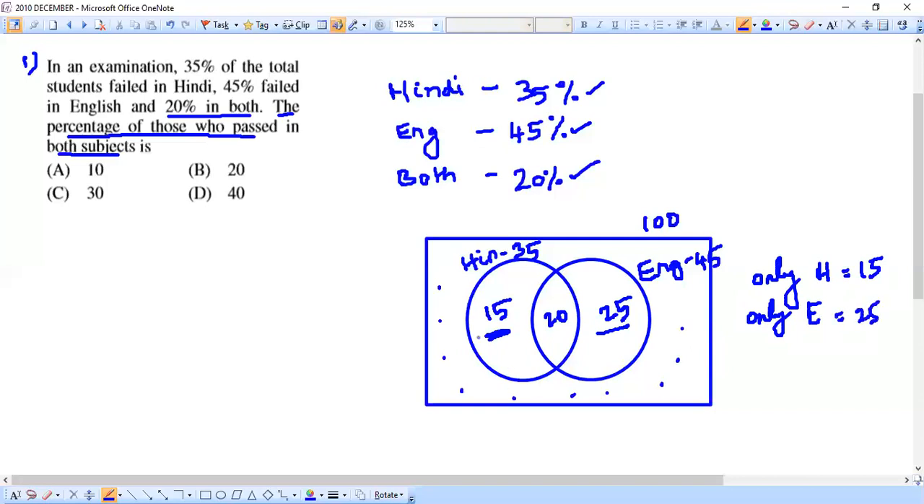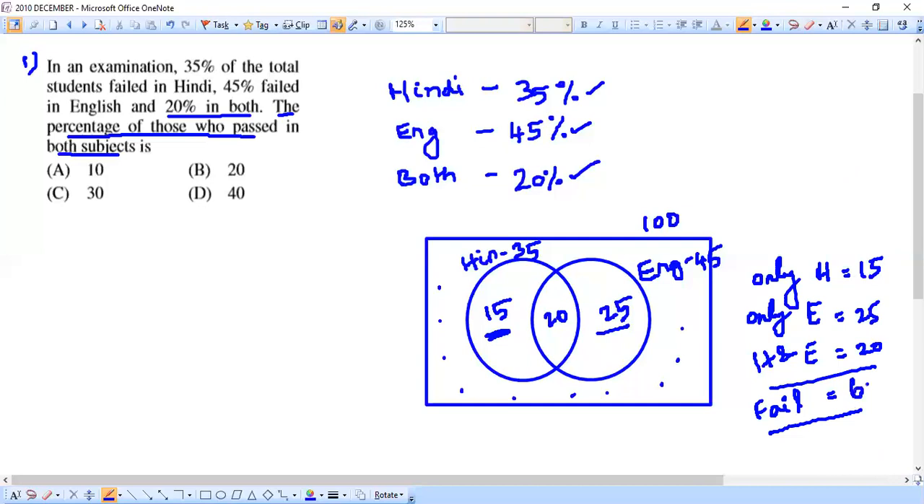See here, this 15, this 25. That is what I'm taking down here. Only Hindi failures 15, only English failures 25, and Hindi and English both failures are 20. That I will take down. So overall, how many failures are there? I can add all the three values, right? So what is 15 plus 25 plus 20? 15 plus 25 will be 40. 40 plus 20 will be 60.